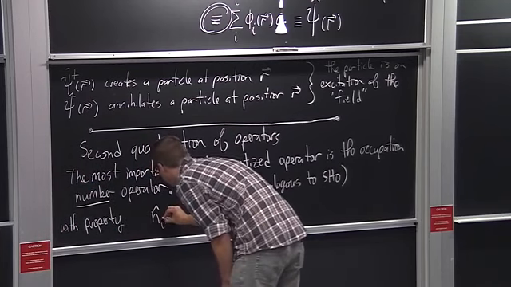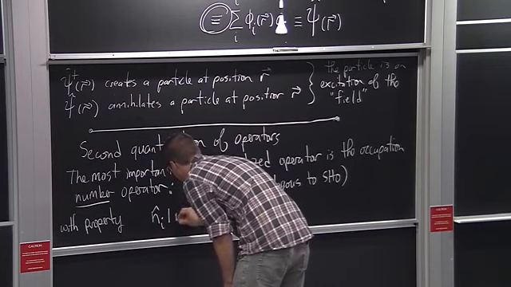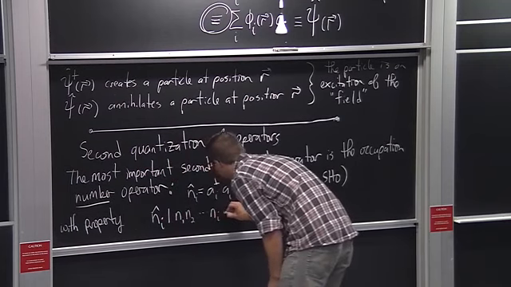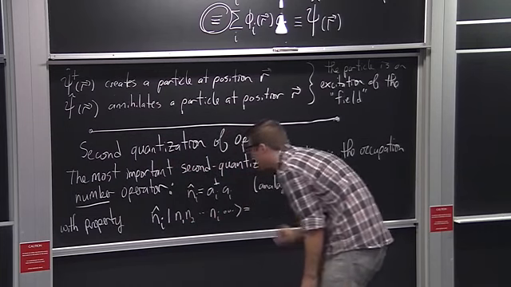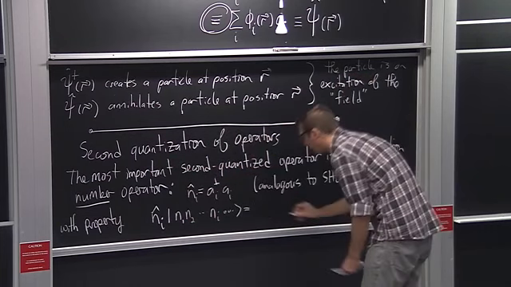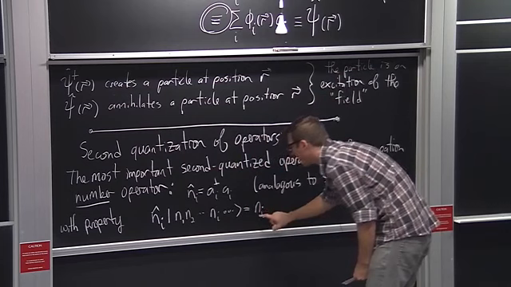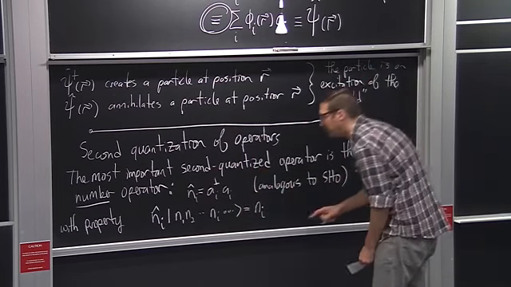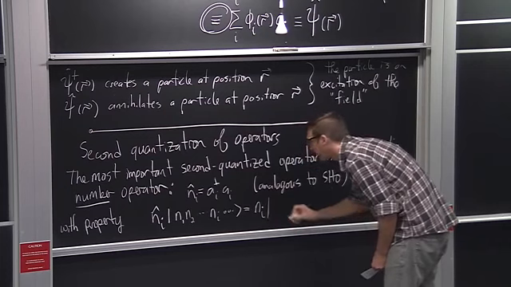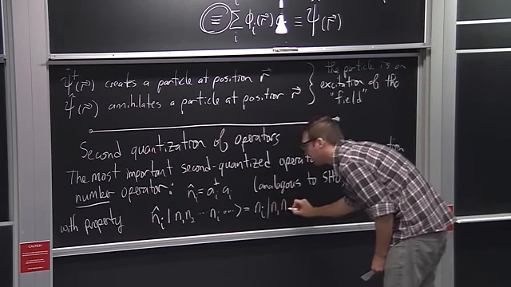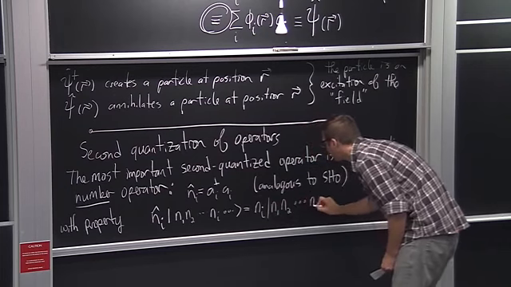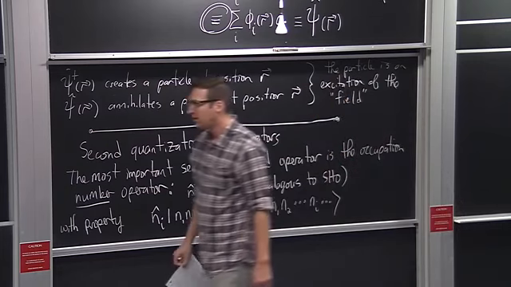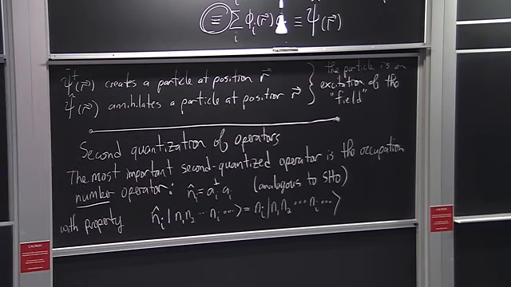So I use n to operate on that state, and I have an occupation number representation. Then all I return is that number. Some textbooks use a big N to distinguish the operator from the eigenvalue. But this should just return that number. And check that it works for bosons and fermions.